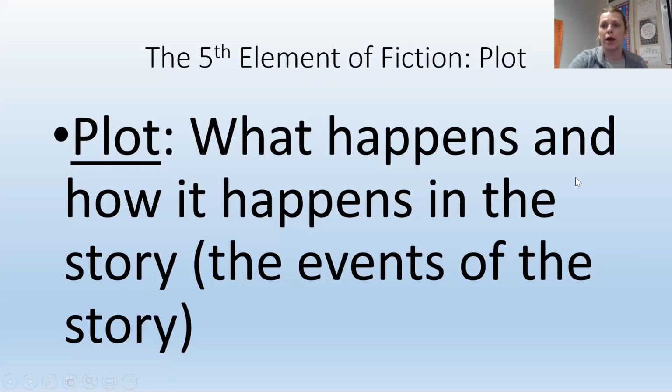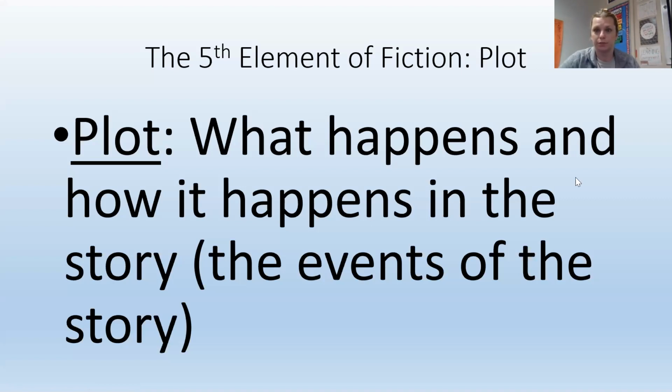Woo-hoo. Okay. The fifth element of fiction is plot. Now, plot is what happens and how it happens in the story. So it's the events, it's the stuff that goes on. So we need characters, we need setting, and we need what those characters do in the setting. Okay, what leads up to the conflict? All of that is plot. What happens and how it happens in the story.